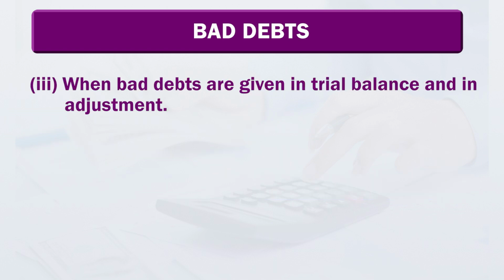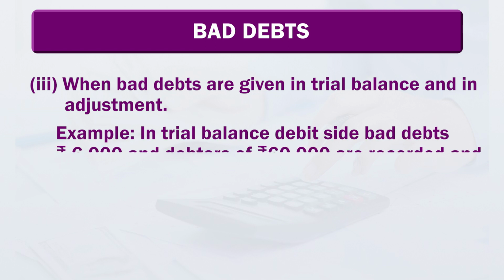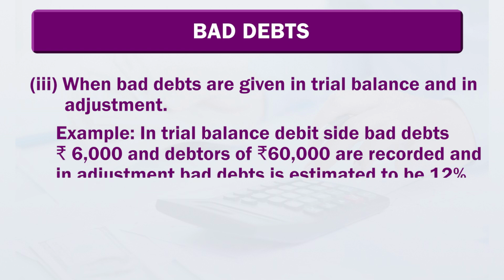The third point is when bad debts are given in the trial balance and in adjustment. This is a very important point. See, this is a mixture of the first and second points. In the trial balance debit side, bad debts of rupees 6,000 and debtors of rupees 60,000 are recorded, and in adjustment bad debt is estimated to be 12%. In this situation, adjustment entry and closing entry both are to be passed for bad debts.